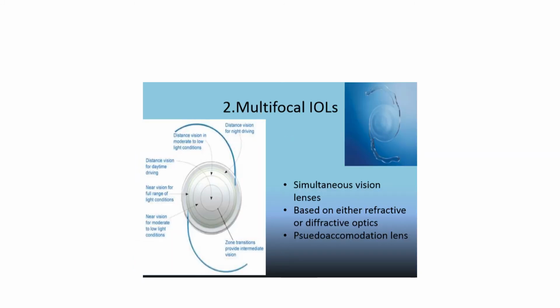These are multifocal lenses, multifocal IOL. They are used to achieve near and distance vision by having two or three or multifocal points simultaneously. The function of multifocal IOL depends on the pupil size for refractive types. The concept is based on the principle that the pupil tends to constrict for near tasks, so the central portion of the lens is designed for near and outer portion for distance. So the optics are based on either refractive or diffractive optics, and they are also called pseudo accommodation lenses.